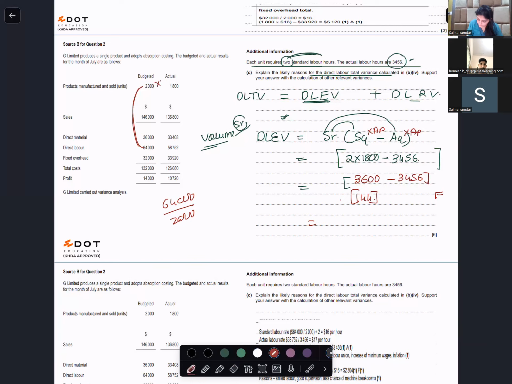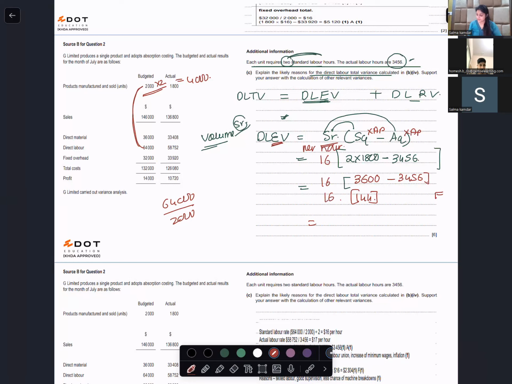2,000 units and 2 hours per unit, so you will need 4,000 hours. So 64,000 divided by 4,000 gives the standard rate per hour. Now you're finding the individual rate, so it'll be 16.